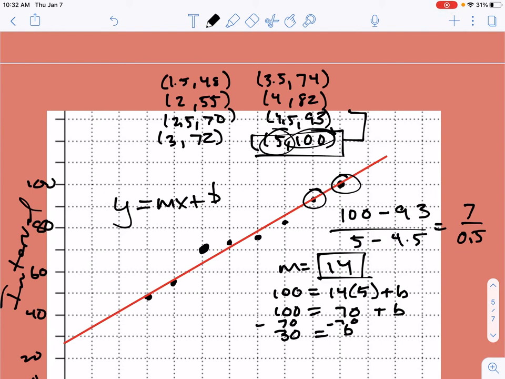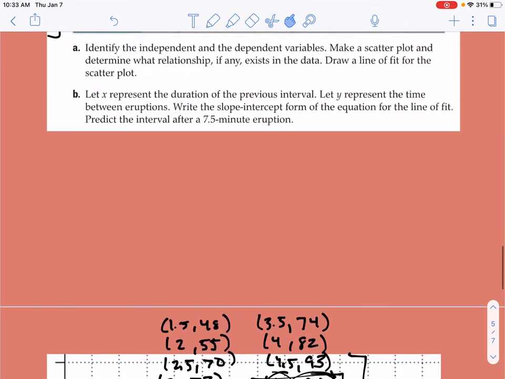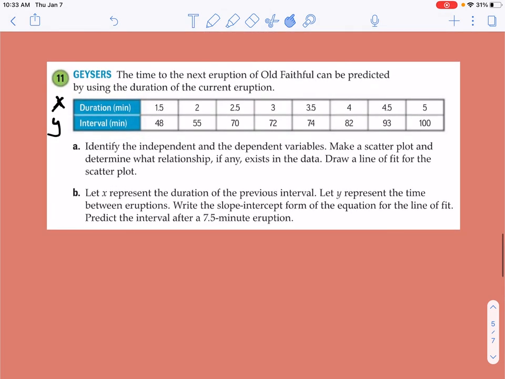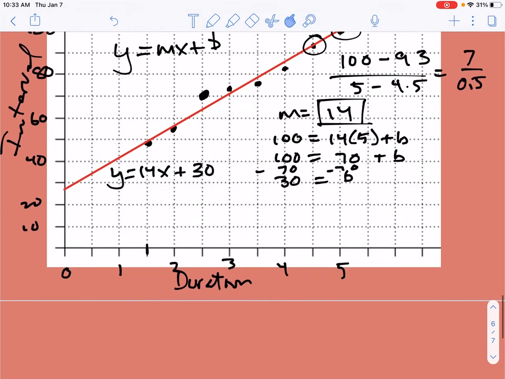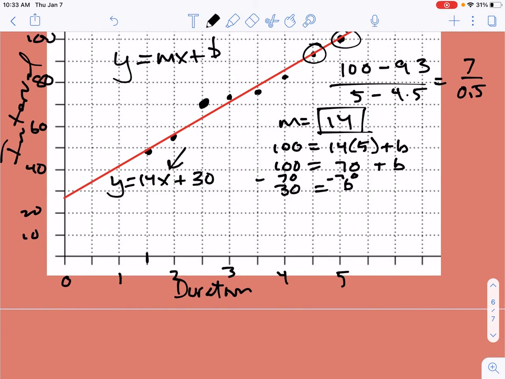So now I have an equation. I have y equals 14x plus 30. I just took that m and that b and plugged it into the equation, and away we go. Now it asks us to write this form of the equation and predict the interval after a 7.5 minute eruption. So I'm going to use this equation now, and the duration of the eruption is your x variable. So I'm going to put 7.5 in there and see how long we get.